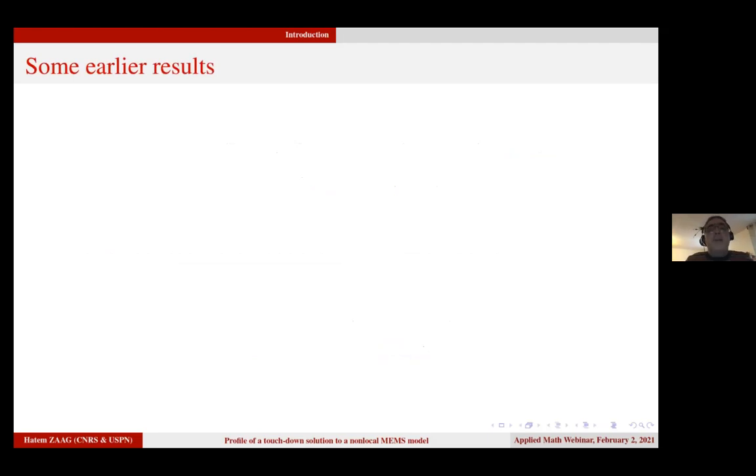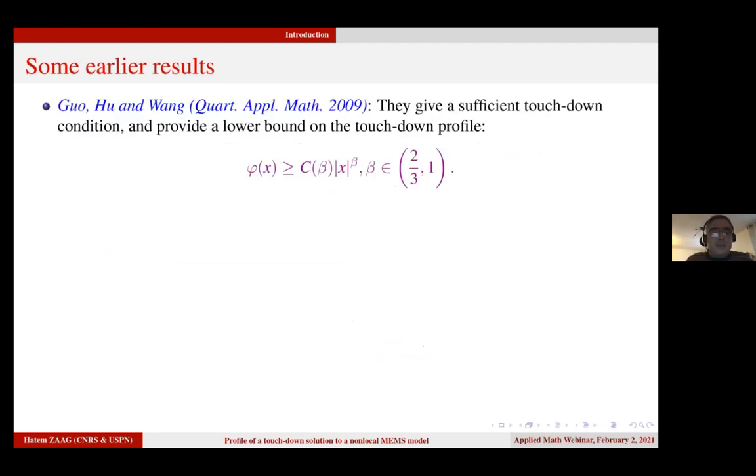Let me now mention some earlier results. For example, we have these authors, Guo, Yu, and Wang, who proved that, in fact, we have this lower bound on phi of x. Later in our results, we will have an equivalent of phi, which will be with x to the power 2/3 with some logarithmic corrections. So we are improving this result.